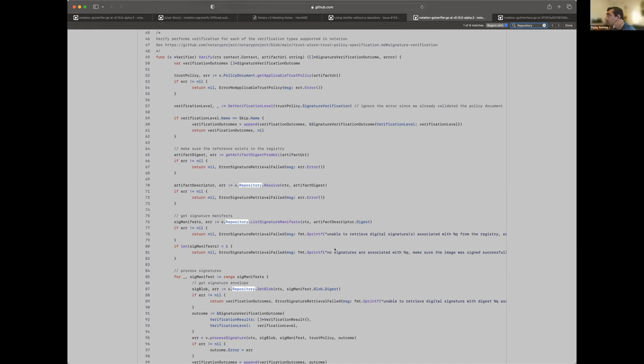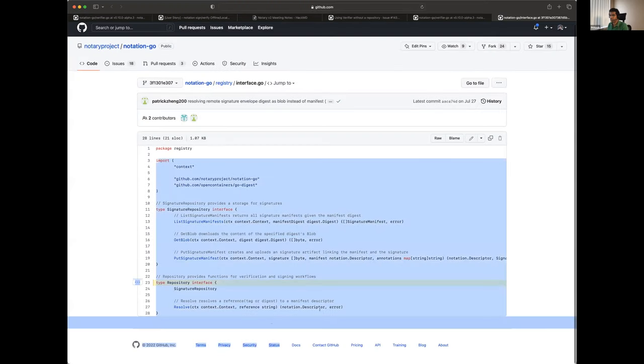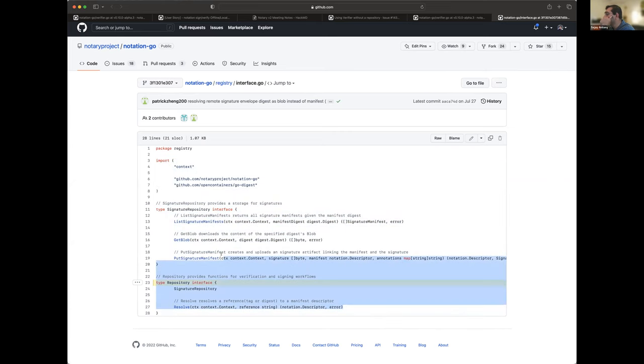May I ask how many interfaces we are asking them to implement? One? Just one. That's two, right? You have a repository type as well as a signature repository type. Yep.